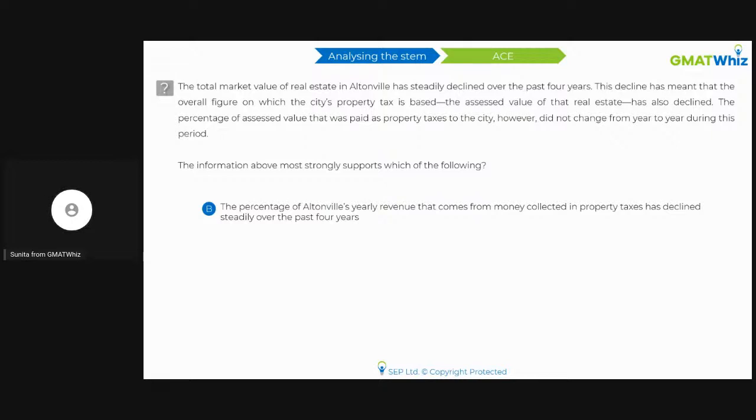What does B say? B says the percentage of Altonville's yearly revenue that comes from money collected in property tax. So far it is the same as in A, and I've already analyzed that. So again, I'm talking about Altonville's total revenue, and again, I'm talking about the contribution made by property tax to that annual revenue. And this time, I'm saying that contribution has declined steadily over the past 4 years.